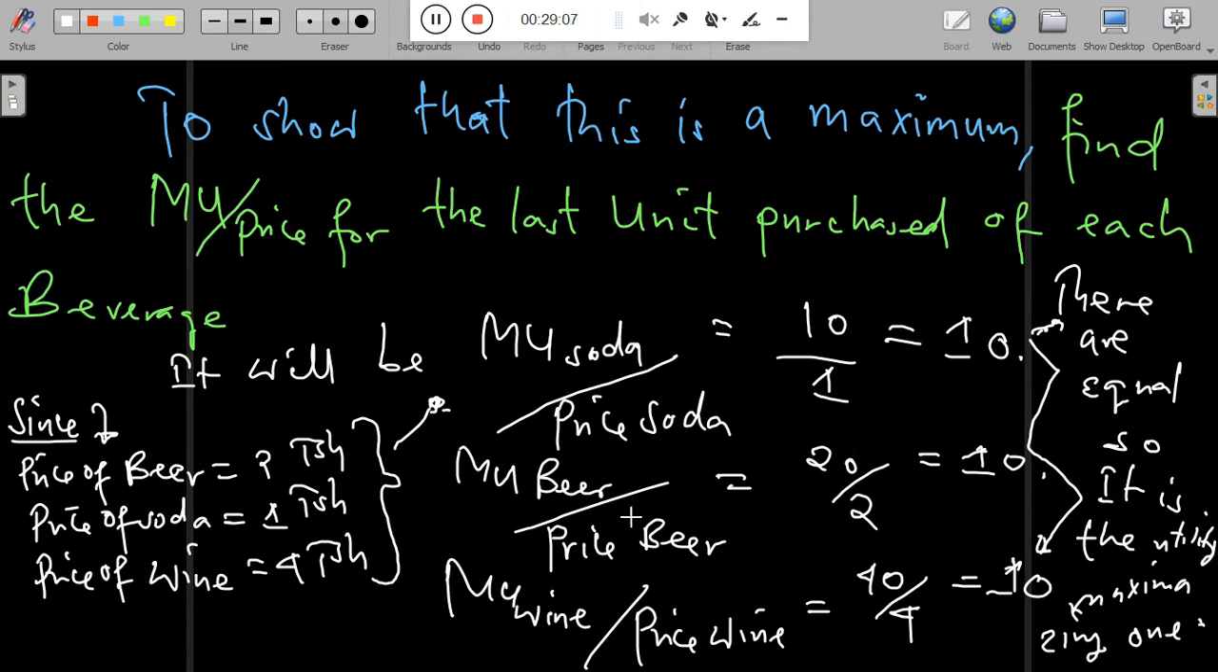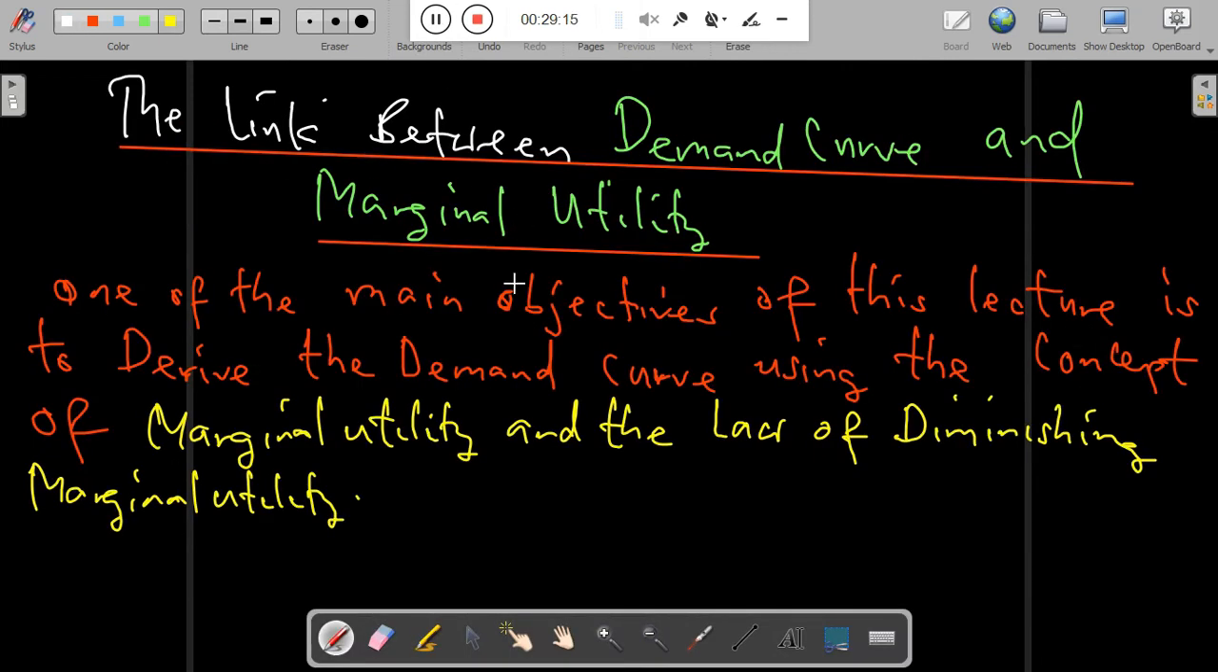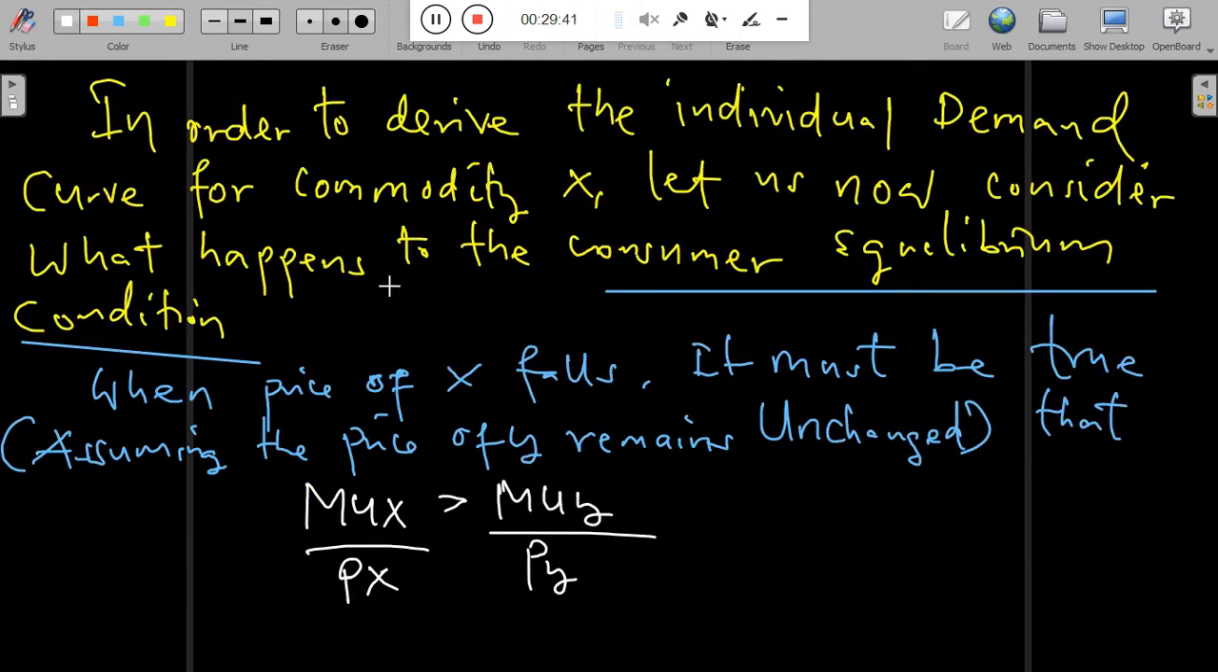After understanding that, let's go to another concept. Now, let's look at the link between the demand curve and marginal utility. One of the main objectives of this lecture is to derive the demand curve using the concept of marginal utility and the law of diminishing marginal utility.